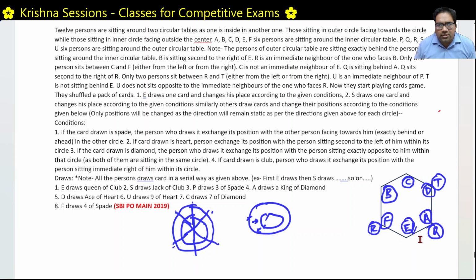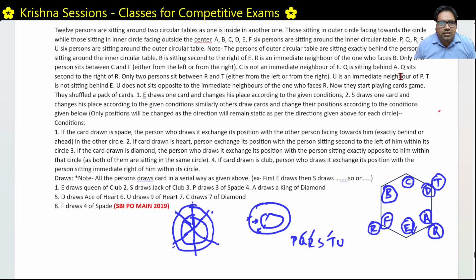P is not done, U is not done, S is not done. Q, R, T are done. How many are there? P, Q, R, S, T, U. We are done with R, we are done with Q, we are done with T. P, S, and U are left.